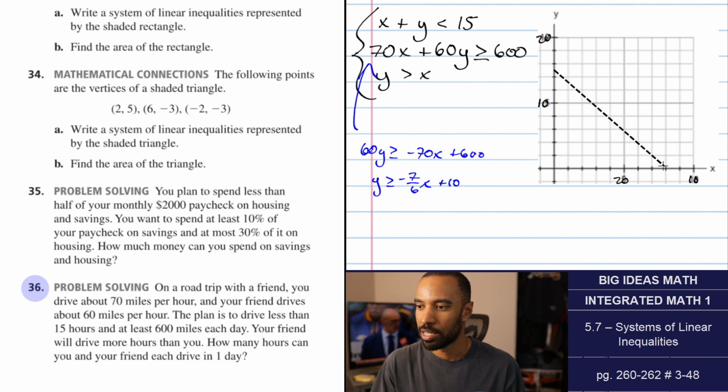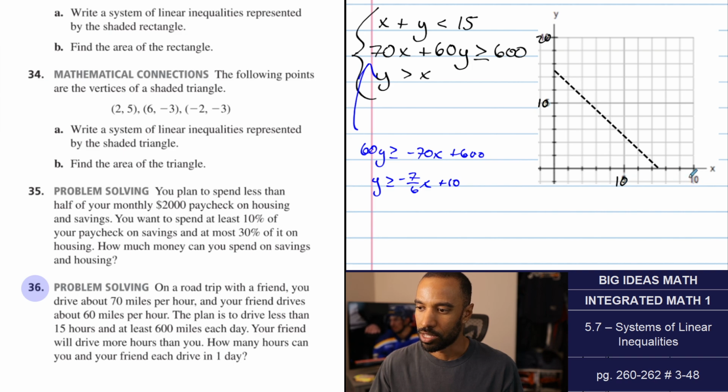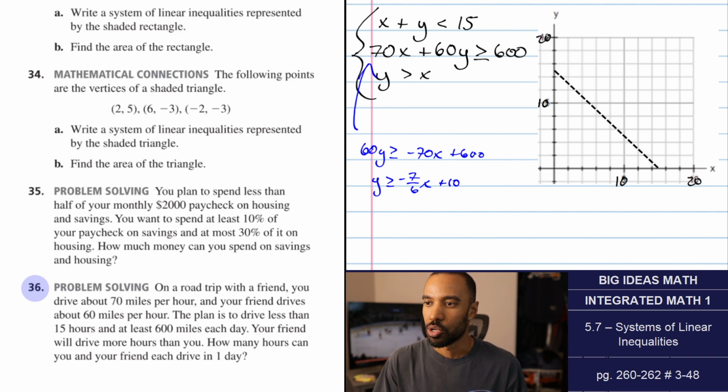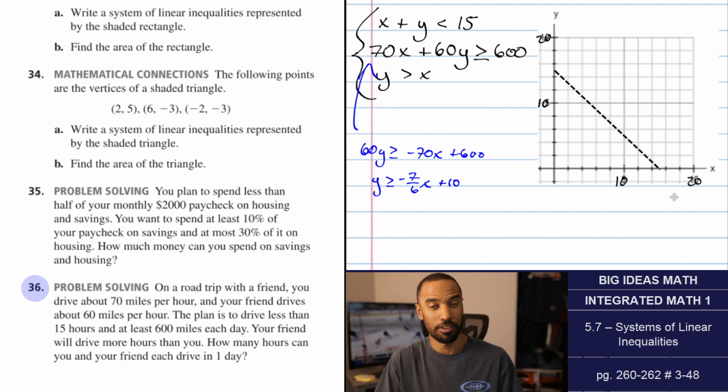15 is in between. I wrote 20 and 10 wrong here. That is stupid of me. 10 is here. 20 is here. 15 is still between 20 and 10. So there's the first one. And 0, 0, for example, is away. If I drive 0 hours, my friend drives 0 hours, then that would be less than 15 hours. That would be good. So it's shading underneath this one, which is a part of it.